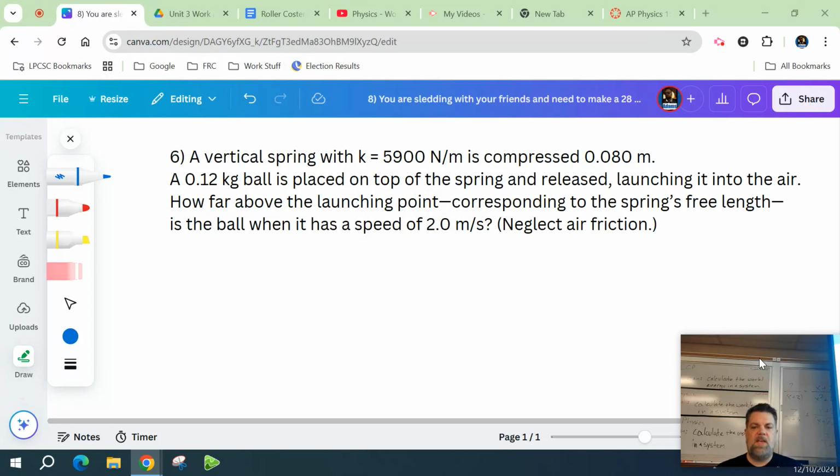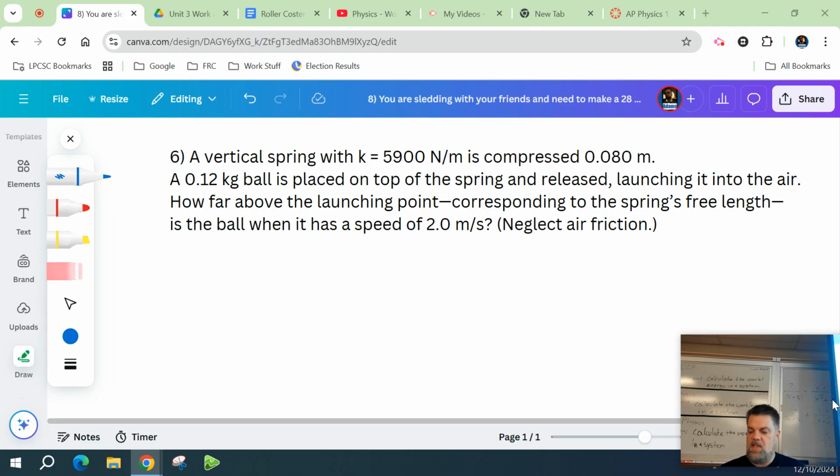A vertical spring with a constant 5,900 newtons per meter is compressed 0.08 meters, and a 0.12 kilogram ball is placed on the top of the spring and released, launching it into the air. How far above the launch point, corresponding to the spring's free length, is the ball when it reaches 2 meters per second? That is easier than you think.